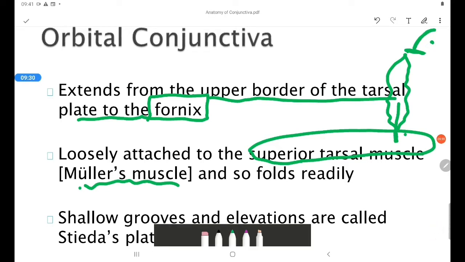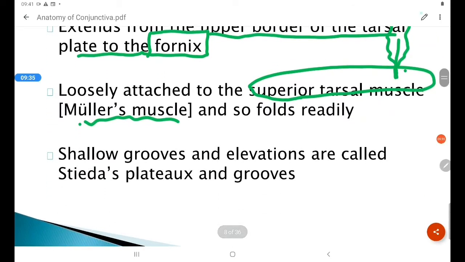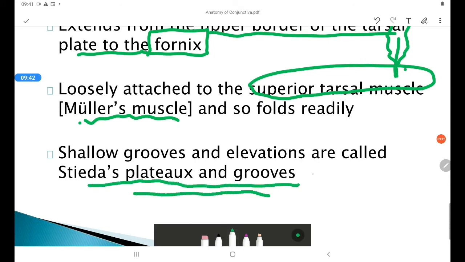Now this area will have shallow grooves and elevations which are called the stieda plateaus or grooves. This is not very important.